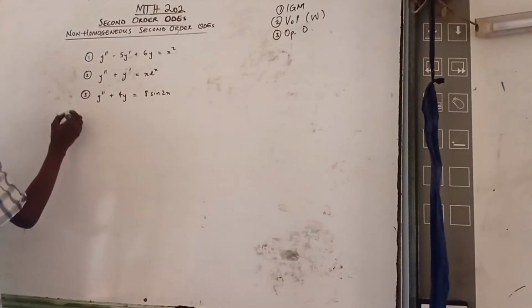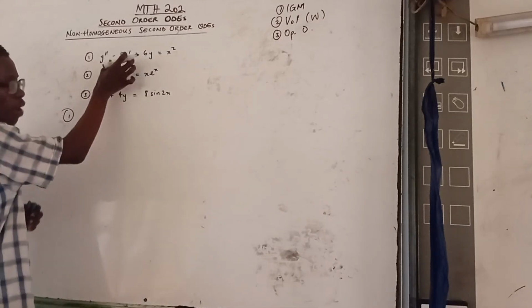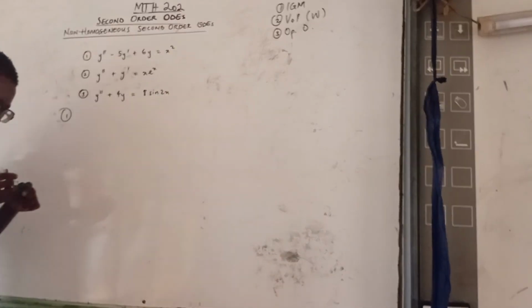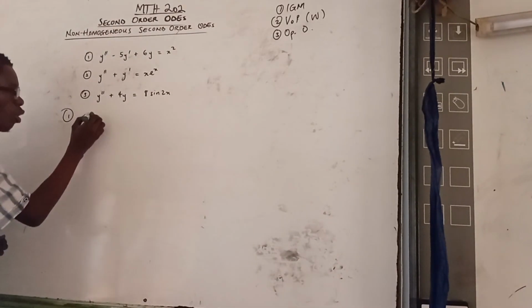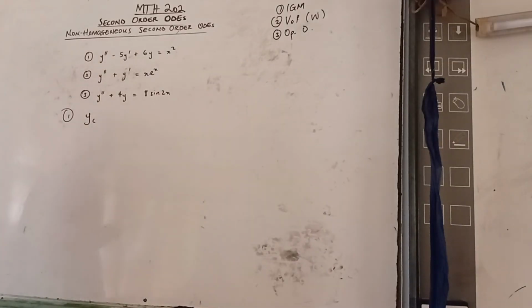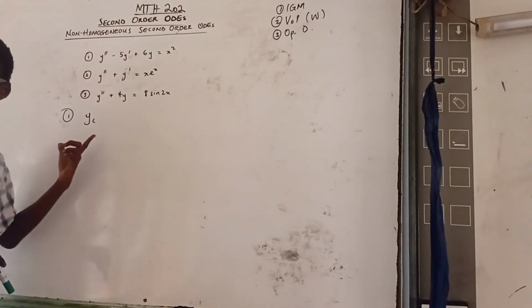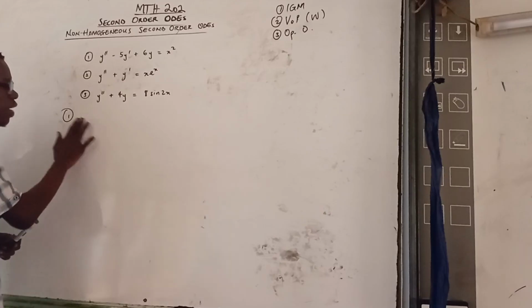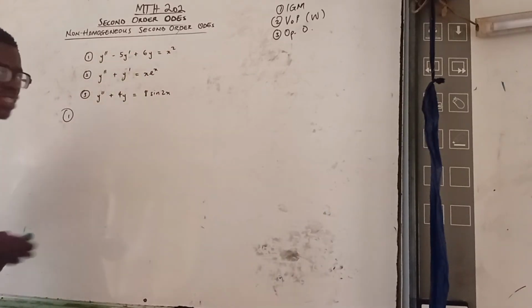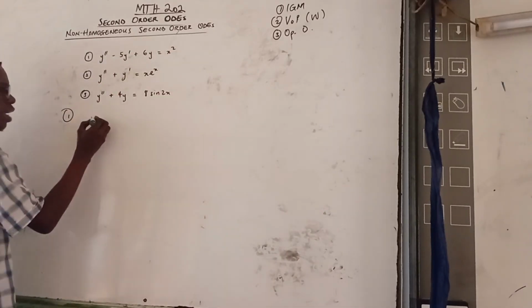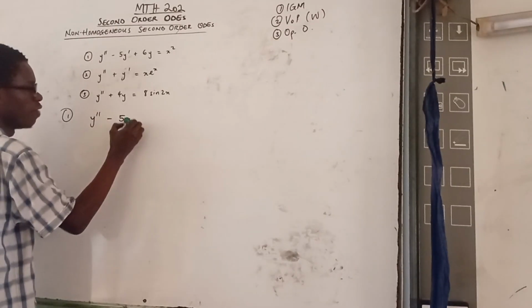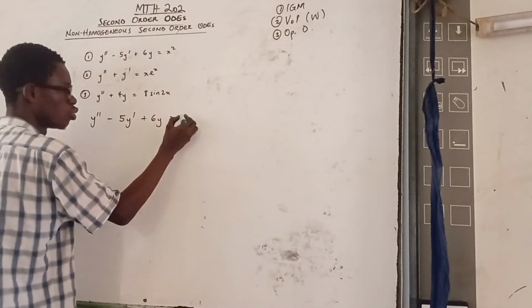So the first one, using initial guess method, we have to solve our complementary first. We have to find our complementary solution, or our characteristic solution, first. So how do we find that? We equate this one to 0. We neglect our r of x. So we are going to have y double prime minus 5y prime plus 6y equals 0.